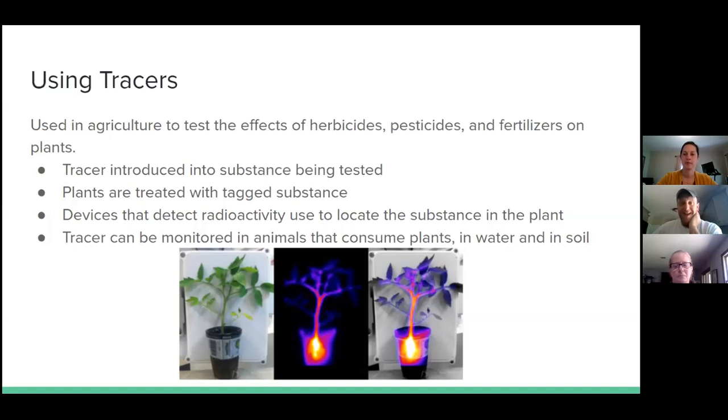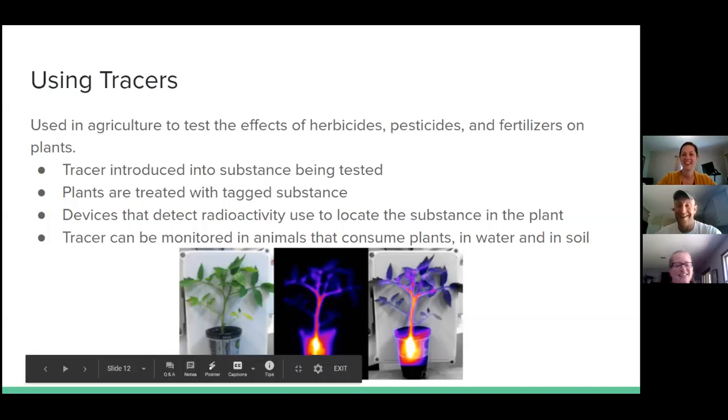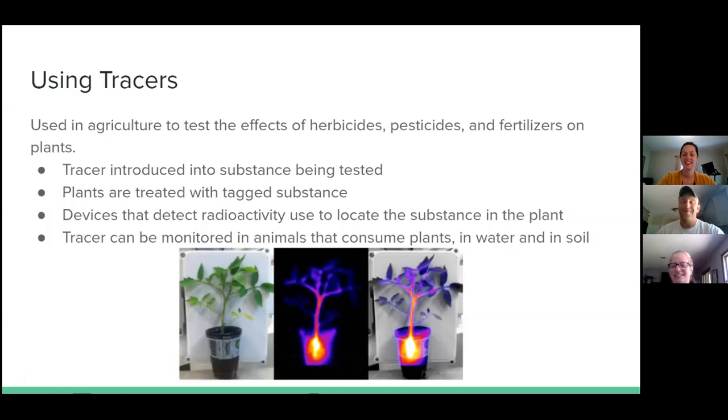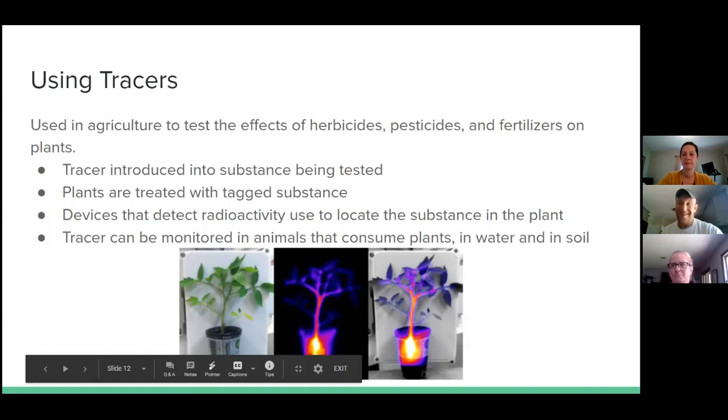And then finally, the tracer can be monitored in animals that consume the plants in the water and soil. So I guess the long way of saying this is that if an animal or a human is able to eat some of these plants, we would still be able to find the tracer in us. I'm going to pass it over.